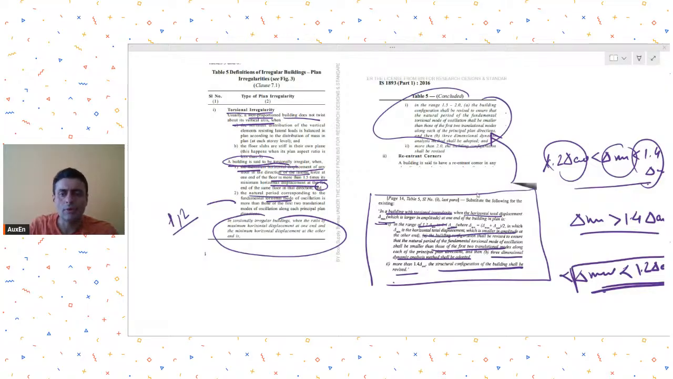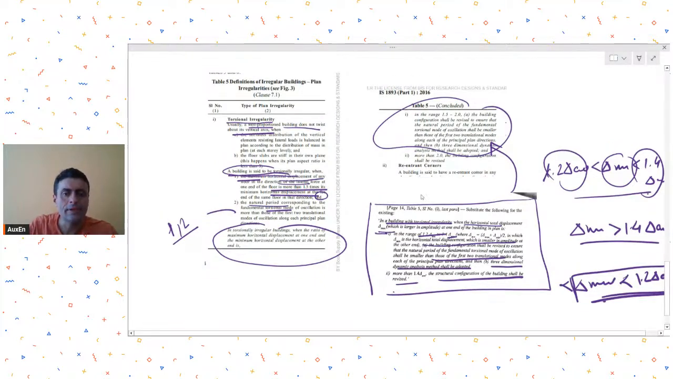Of course, if your delta max is in between 1.2 delta average and 1.4 delta average, then you have to ensure that your torsional modes are not the first two fundamental modes, and you also need to perform response spectrum analysis. If your delta max is exceeding 1.4 delta average, then you have to reconfigure or replan your building.